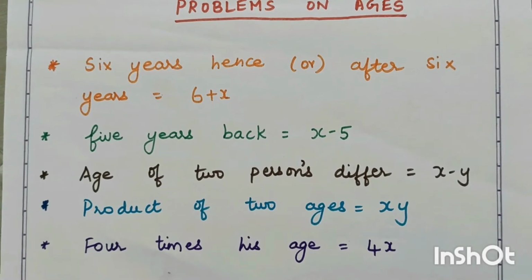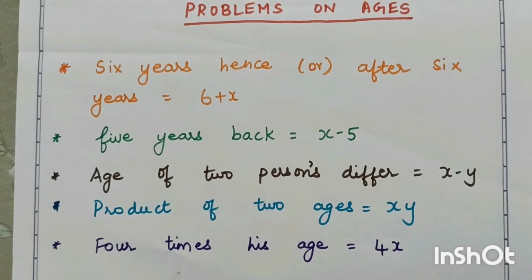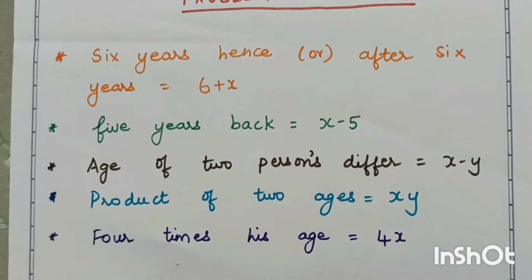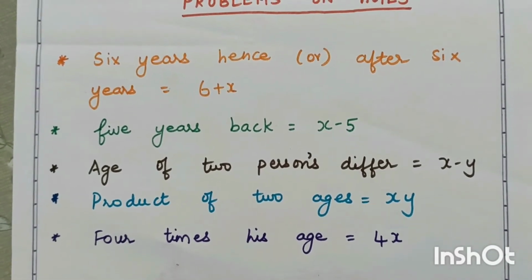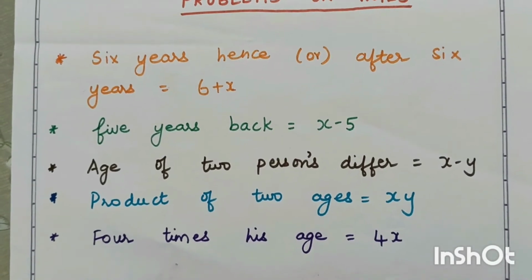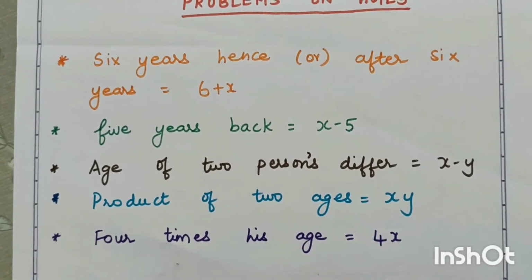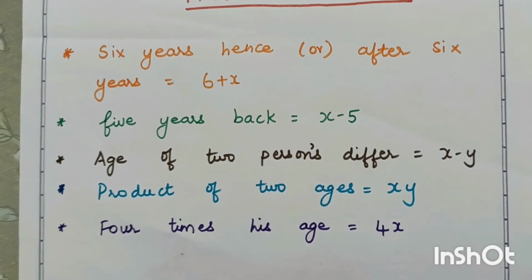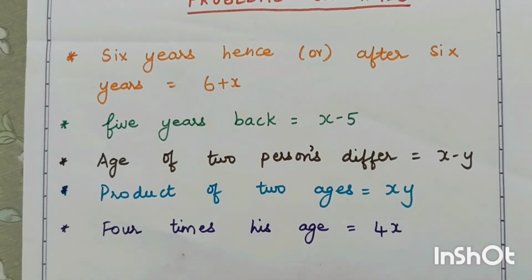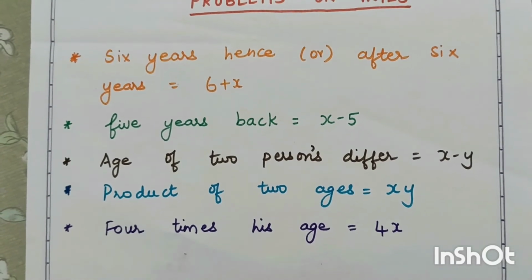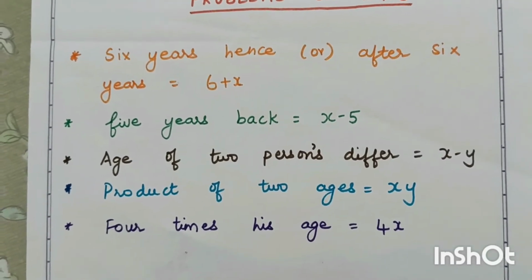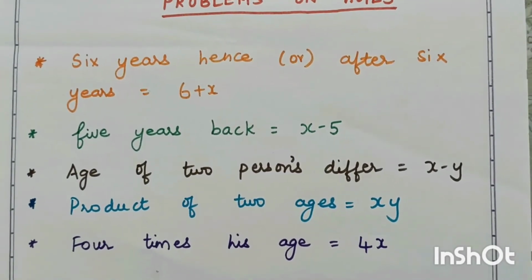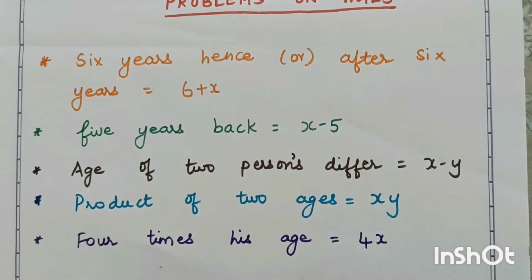Alright? And if it is given that the ages of two persons differ by some amount, let us take the ages of two persons differ by 2. So we take it as x minus y is equal to 2. In some problems, you might get the product of two ages. In such cases, you have to take x into y. And the last important point is, in some problems, they might give you 4 times his age. Then you have to take it as 4 into x. If it is 6 times his age, then take it as 6 into x.